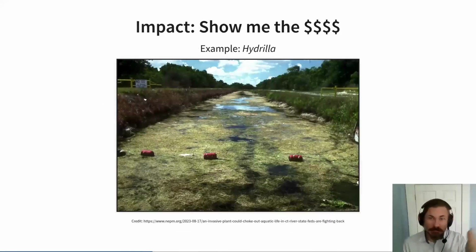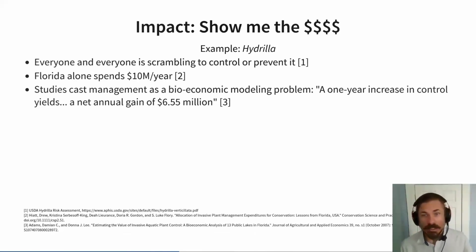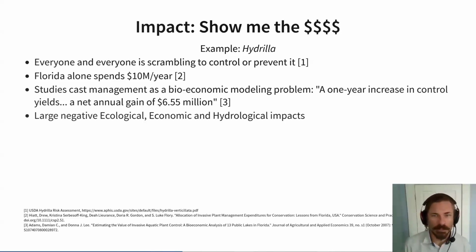On the flip side of that coin, we have hydrilla, which basically everyone is attempting to control and to prevent ending up in their pond, so to speak. Florida specifically is spending $10 million a year just to maintain the status quo. They're not actually eradicating this. They're just keeping it under control at this point. And the reason why everyone is so up in arms about hydrilla is because there's actually lots of impact and lots of evidence of impact that hydrilla causes problems in a lot of different ways that we'll talk about a little bit in the rest of the talk.